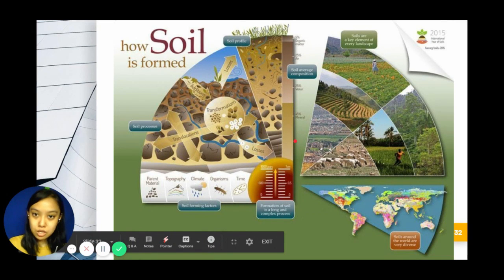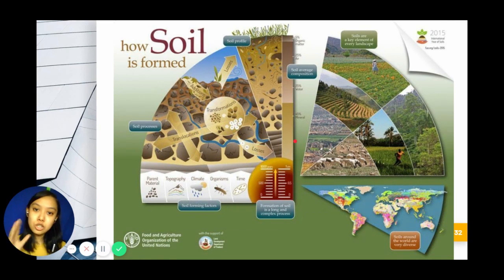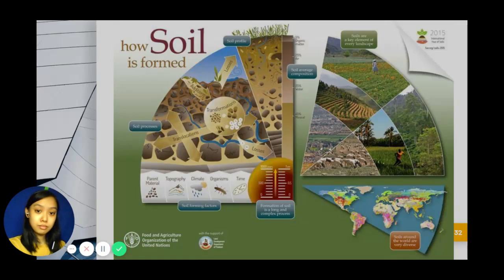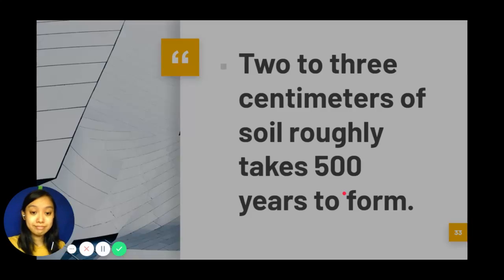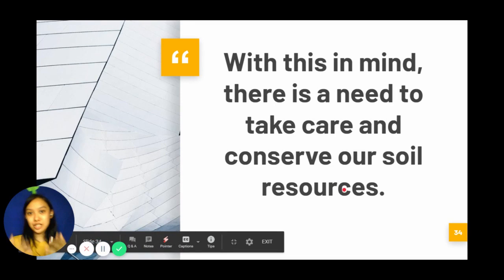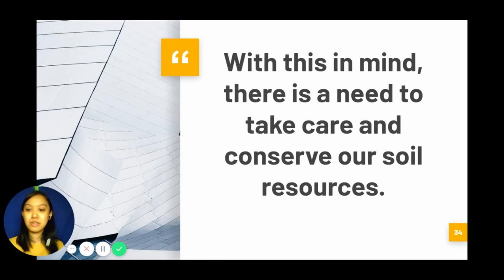So generally, this is an infographic about the formation of soil, but what I want you guys to take in with this graph is that soil goes through a lot of processes to shape and form. And therefore, it's a resource that should be conserved as well, along with water. It takes around 500 years for 2 to 3 centimeters of soil to form. So therefore, in the next part of our lecture, we're going to talk about conservation strategies that we can take to conserve our soil.